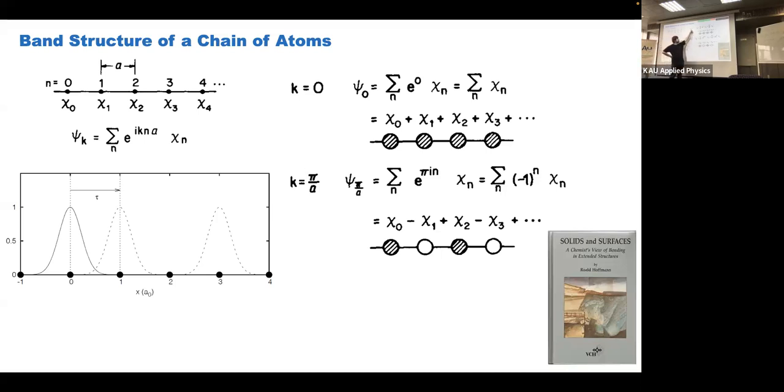For k equals 0, we have just the sum. We say that this orbital will be bonding, this will be anti-bonding. If we have just bonding orbitals, we have the lowest energy. If we have some combination of bonding and anti-bonding, so in some excited orbitals, we have higher energy than in this case. So this is the lowest energy, this is not so low energy, this is higher energy.